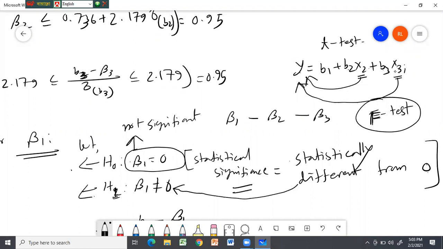Simultaneously, do they have any impact on Y or not, we will assess it considering the hypothesis test followed by the F test.